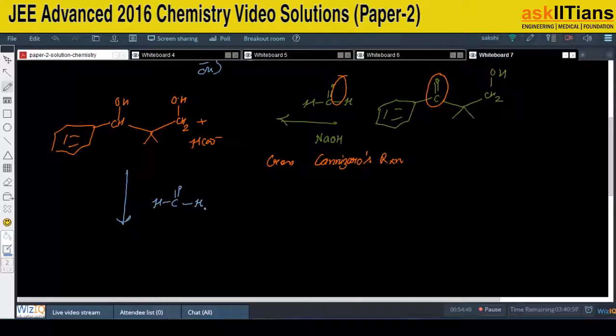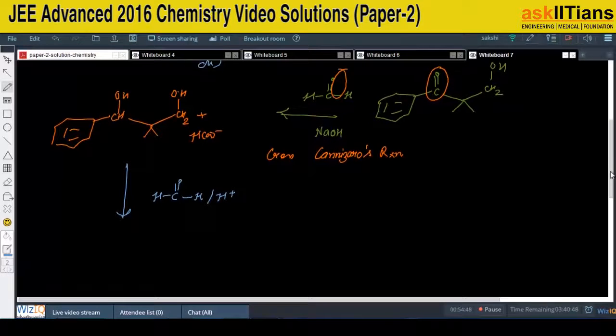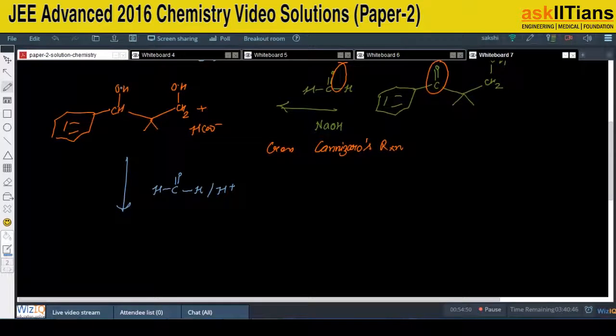He has added HCHO, but not in the presence of NaOH. This time he has taken H plus, and that too in a catalytic amount. That means we can say that since we have got two alcohol OH groups, and this is a C double bond O group, we can very nicely say that this is a reaction of acetal formation.